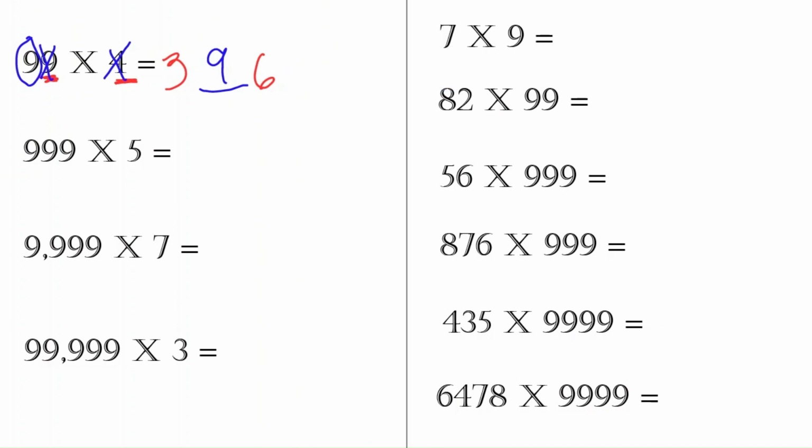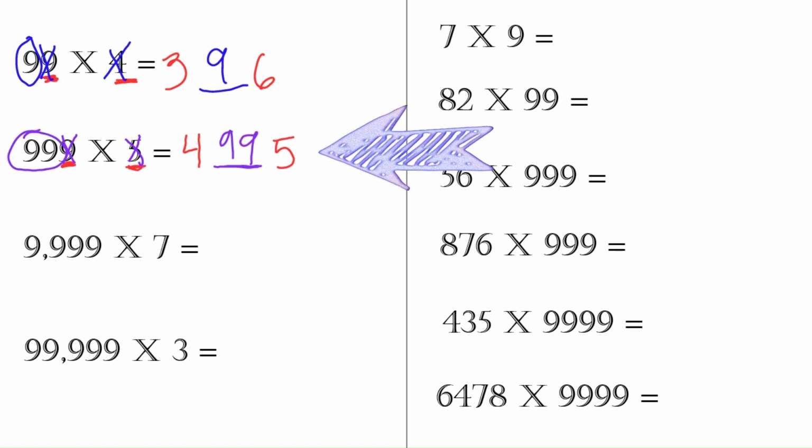Going to 999 times 5. We're going to multiply the ones place of 999, which is 9, with 5, which is 45. So we're going to write 45, but spaced apart, because right here in the middle, we're going to write the unused number. We've used this 9 and we've used this 5, so the unused numbers are 99. So our answer is 4,995.